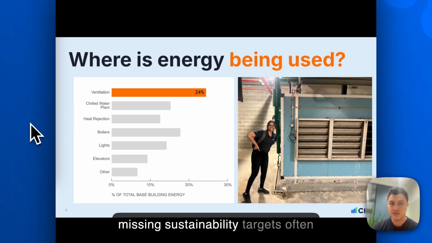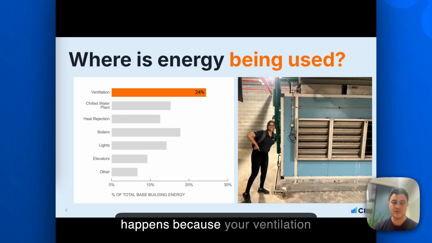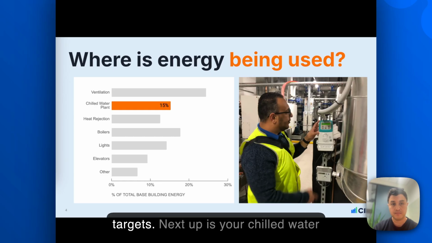Now, bill shock and missing sustainability targets often happens because your ventilation fans are being left running overnight, motor speeds are being maxed out, and basic set points aren't being put in place. Now, getting your air handlers and your ventilation right can have a huge impact on your budgets and your sustainability targets. Next up is your chilled water plant, representing 15% of total energy use. Now, you can avoid energy drain by shutting down equipment during cooler weather and managing overcooling.